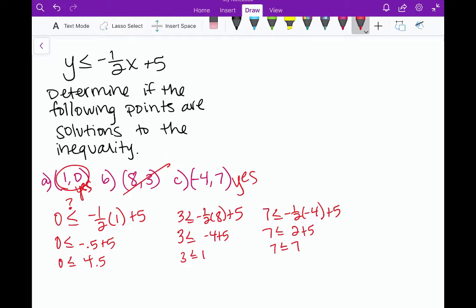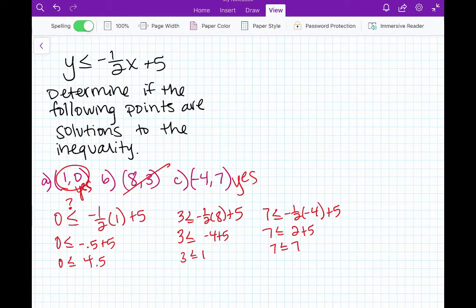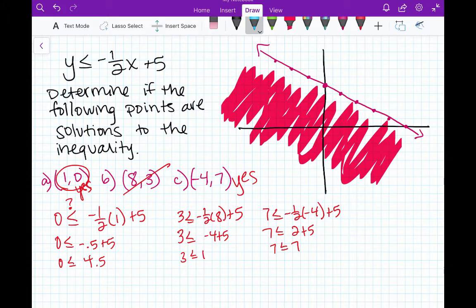Now, real quickly, I'm going to show you what the graph would look like so that you can see where these points lie. Remember, because it's less than or equal to, it is a solid line and it is shaded below. Let's plot these points. 1, 0 is right here, and you can see that is in the solution set. 8, 3 is right here, so you can see that is not in the solution set. And negative 4, 7 is right here, which you notice is on the line. Because the line is solid, that is a solution. So the points on the line will not always be solutions, only if it is a solid line.